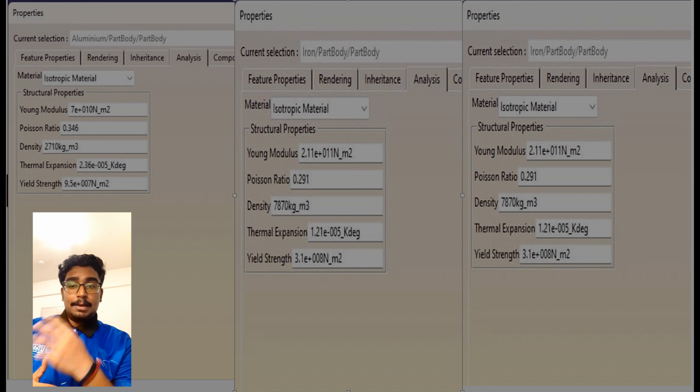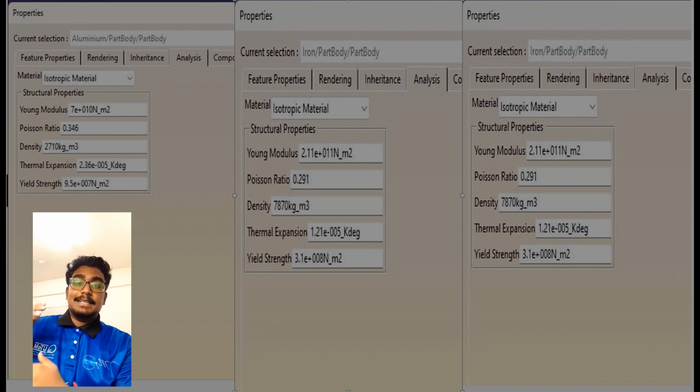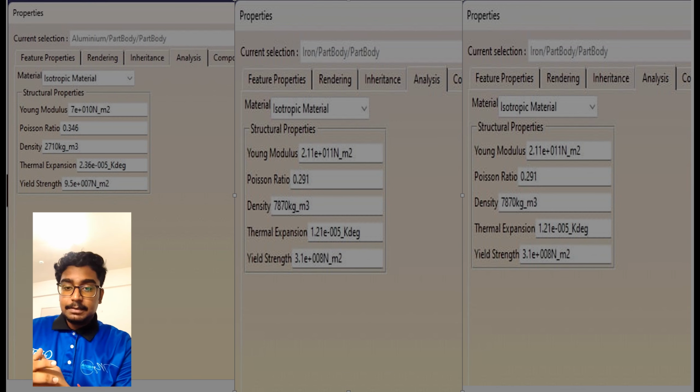Next, for aluminium, the Young modulus is 7 e to the power of 0.10 Newton per meter square. The Poisson ratio of aluminium is 0.346. The density of aluminium is only 2,710 kg per meter cube. The thermal expansion for aluminium is 2.36 e to the power of negative 0.05 per Kelvin degrees. And finally, the yield strength for aluminium is 9.5 e to the power of 0.07 Newton per meter square.